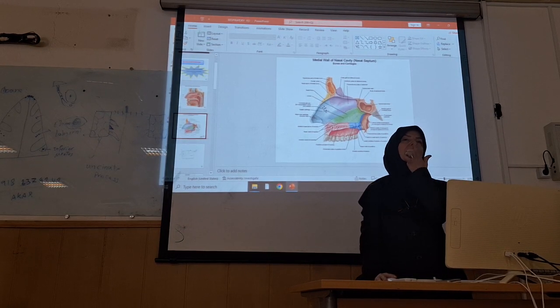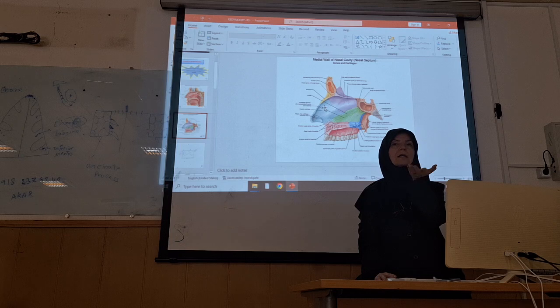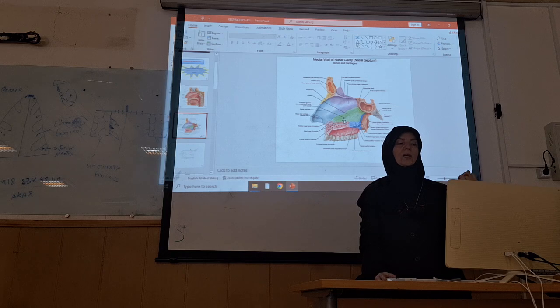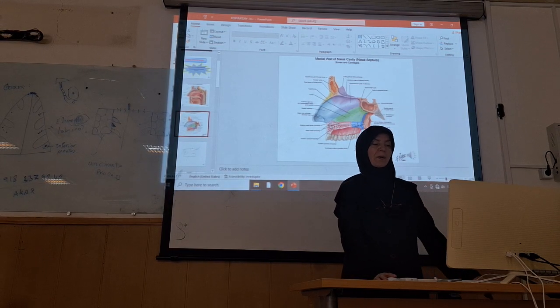This septal cartilage is the anterior part. The septum consists of the cartilage anteriorly. Posteriorly, the bones are going to participate. Which bones? The ethmoid bone, the vomer bone. Also, a small portion of some other bones, such as the maxilla.